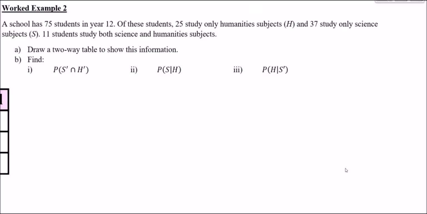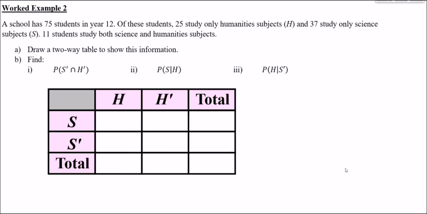So talking this through carefully, we can do this in a table, because part A asks us to do a table. So H for humanities, H dashed for students that don't study humanities, then a total. Likewise for scientists and non-scientists, and then a total. So first of all, what did we get told? 75 students in year 12. So that's a grand total, so we can populate that bottom right box with 75.